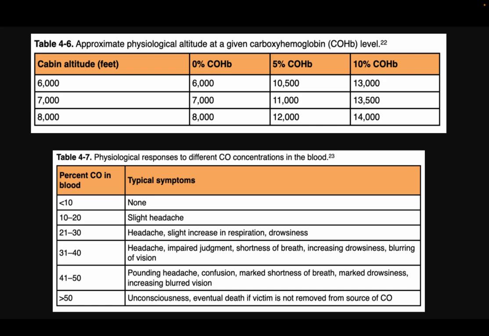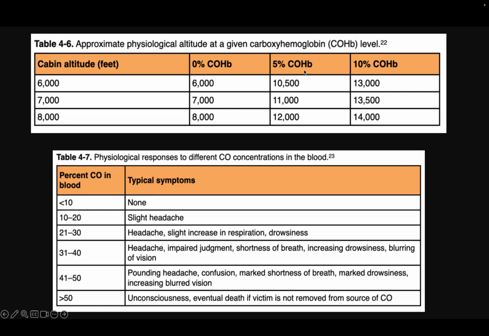So here you can actually see what are called the physiological altitudes for a given carboxyhemoglobin content in the blood. So that would indicate that like X amount of carbon monoxide is bound to hemoglobin. So if you have 0% carboxyhemoglobin, indicating that you are not experiencing any of the effects of carbon monoxide poisoning, your physiological altitude should match your actual altitude. So if you are at 6,000 feet, physically your body behaves like it's at 6,000 feet. If you're at 7,000 feet, your body behaves like it's at 7,000 feet.